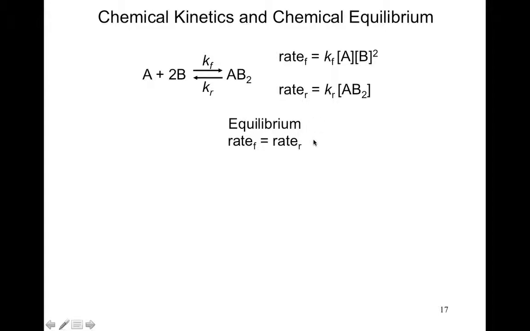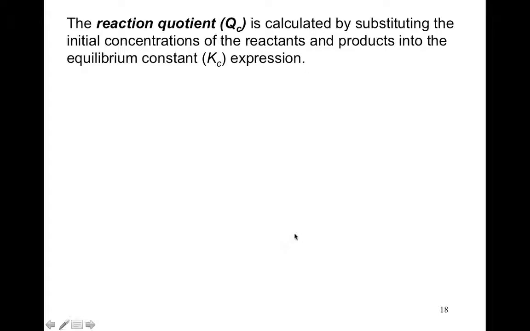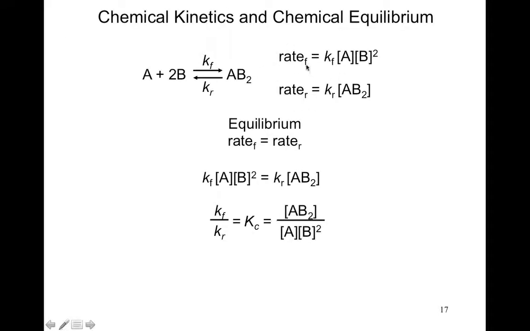And so we can say we're at equilibrium if the rate of our forward reaction is equal to the rate of our reverse reaction. Substituting these two formulas in, at equilibrium Kf[A][B] squared is equal to Kr[AB2]. And so then we can say that K of our forward reaction divided by K of our reverse reaction is equal to our equilibrium constant, which is [AB2] over [A][B] squared, which is what you've been writing this whole chapter to this point. So really we're just proving that these two are very much related to each other.